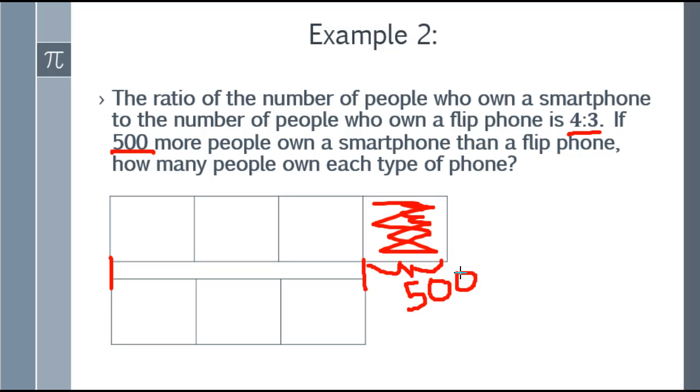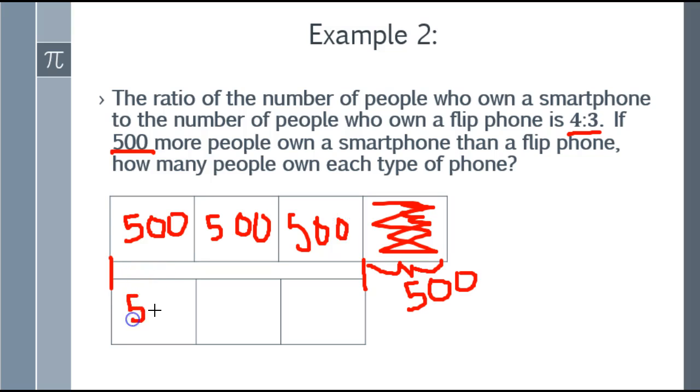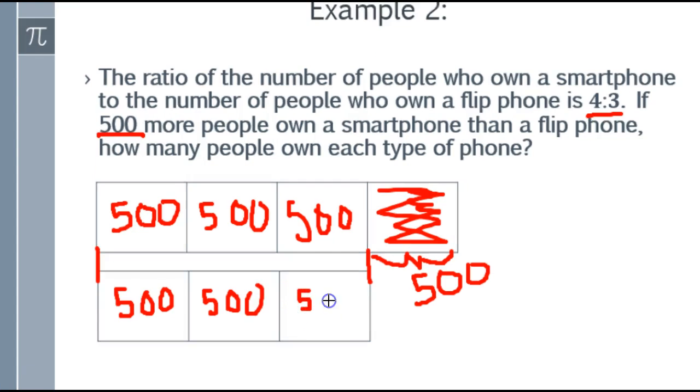It represents 500. Well, if this one piece equals 500, that actually means that all of my pieces equal 500, because they are equal amounts. So each piece of my tape is 500. So then I'm able to find out how many for each one.